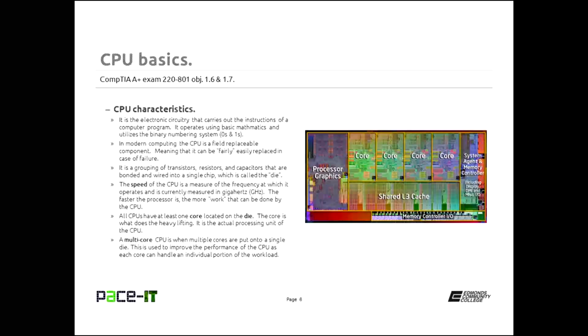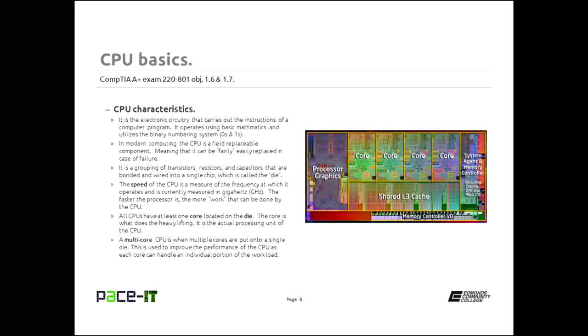The speed of a CPU is a measure of the frequency at which it operates, and it's currently measured in gigahertz, which are thousands of cycles per second. Actually, a gigahertz is 1,000 cycles per second. The faster the processor is, the more work that can be done by the CPU. All CPUs have at least one core located on the die. The core is what does the heavy lifting. It is the actual processing unit of the CPU.